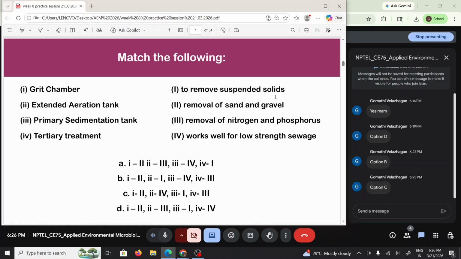Aishwarya, were you trying to tell something or was it just a glitch? If you were trying to tell something, please feel free to unmute yourself again.